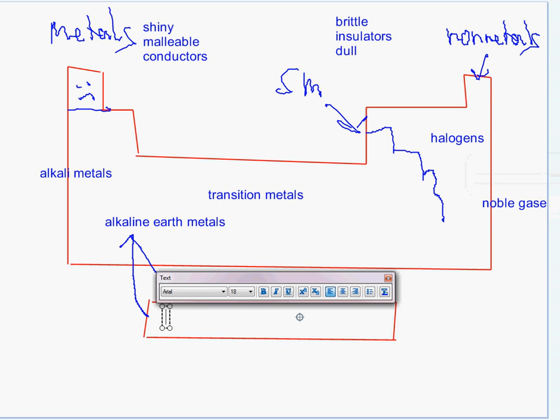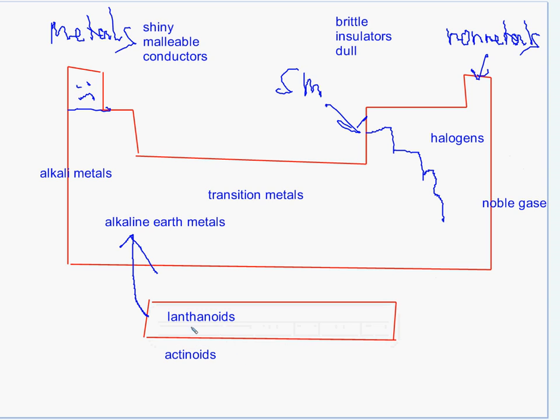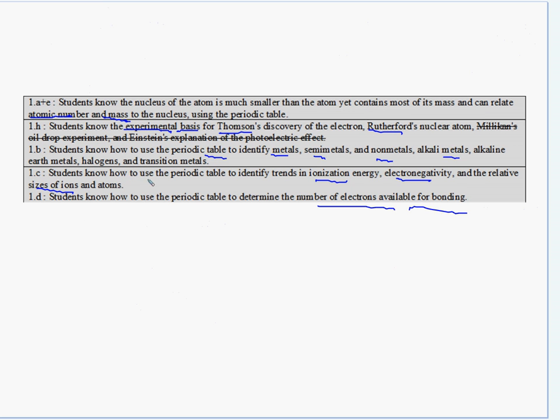These down here, I don't think I ever actually taught you, but they're called the lanthanoids. Lanthanoids. And then the last one down here is called the actinoids. Just a fun fact. I don't think I taught that, so I'm not going to assess it. But, I bet one of you wanted to know that. What else? Trends in ionization energy.